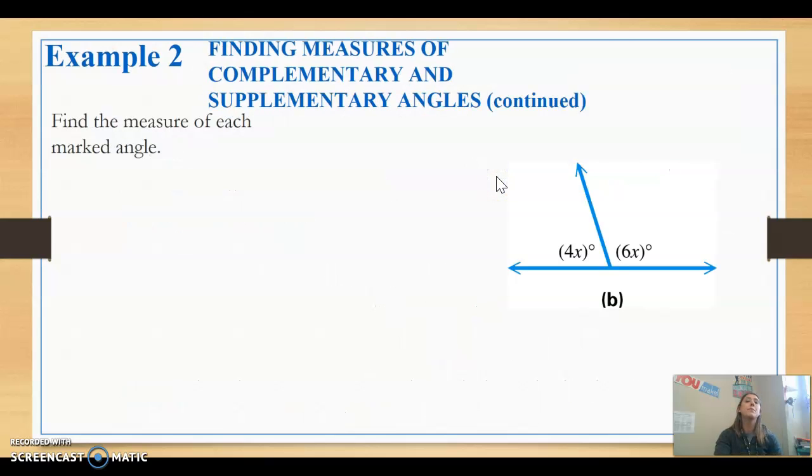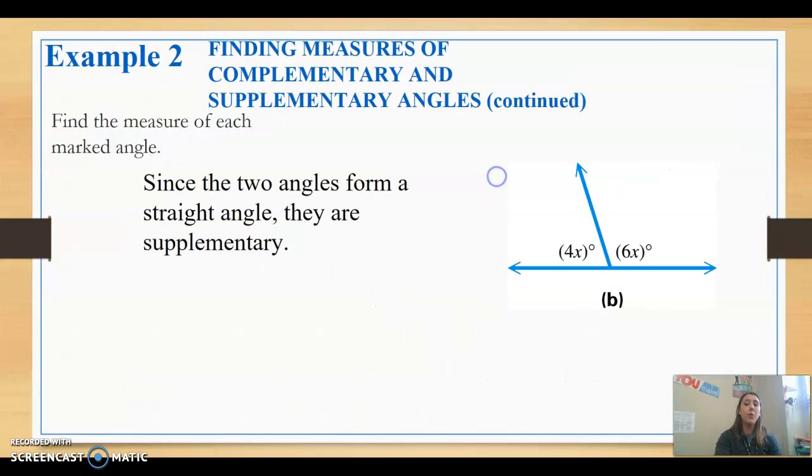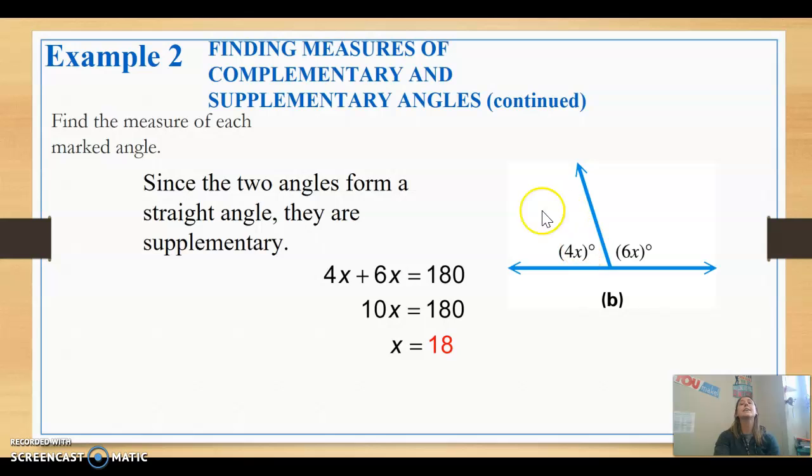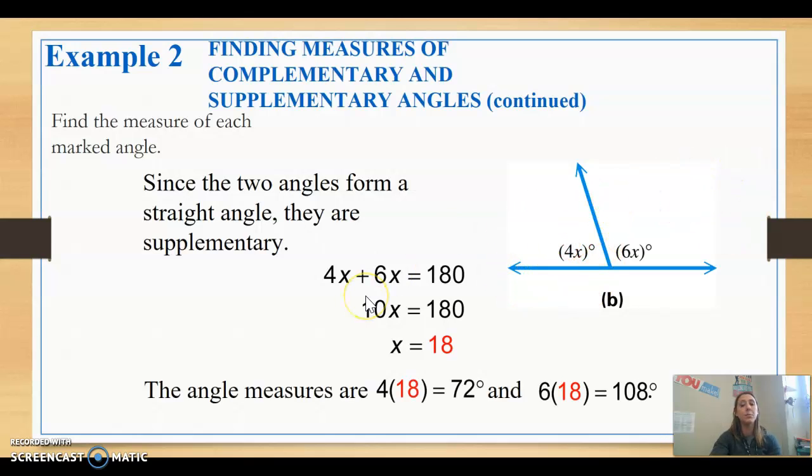Let's do it again. But now let's do a supplementary angle. So we're going to do the exact same thing. We'll combine like terms and end up with x is equal to 18. Again, this is not an 18 degree and an 18 degree angle. We need to plug it back in. Once we plug it in, then we get 72 and 108.